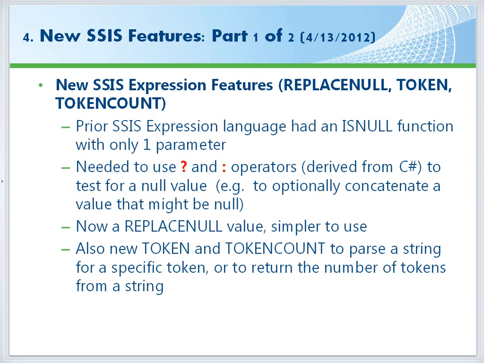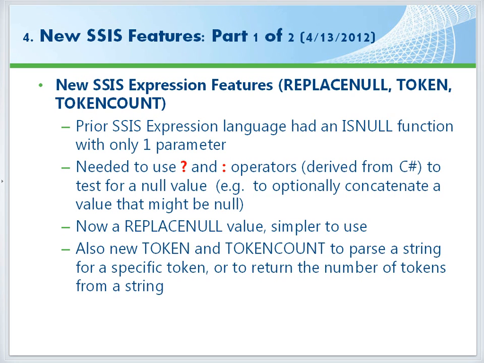Now, if you've ever tried to use the isNull in an SSIS expression, you know that the isNull function only has one parameter. So if you wanted to conditionally evaluate something, and if it was null, replace it with a 0, with an empty string, or something like that, you need to use the question mark and the colon operators that are derived from C# to test for the value of a null and to conditionally return something else that you might optionally concatenate with another value in order to create an expression. Well, if you've never written C#, sometimes you have to go dig for the syntax for that, and that can take a little bit of time.